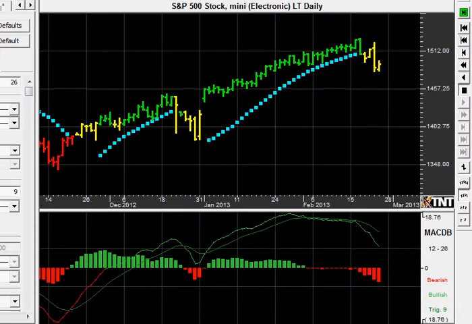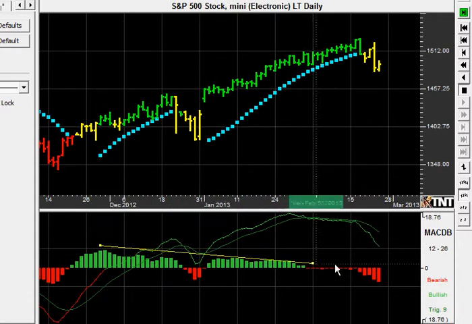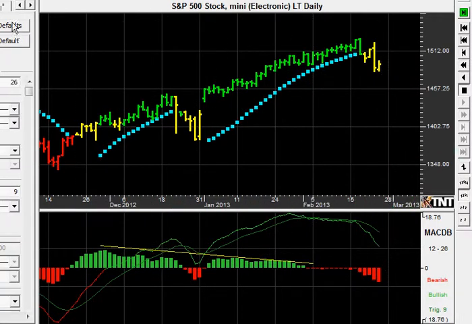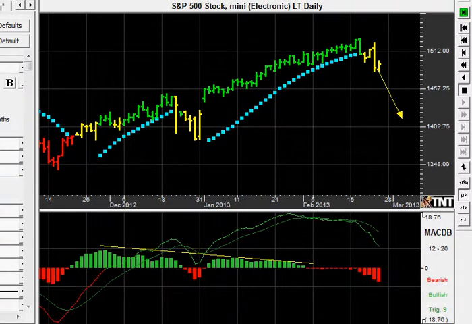And if you look at the histogram here, see how that's a bearish divergence. So right now I think there's a good chance that the S&P might head lower from here. So that's what I'm looking at for right now. Again, if the market changes, I'll change my opinion, but right now it looks like the S&P is going to break lower from here.